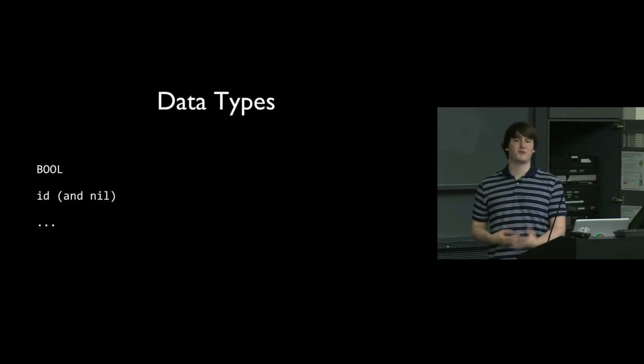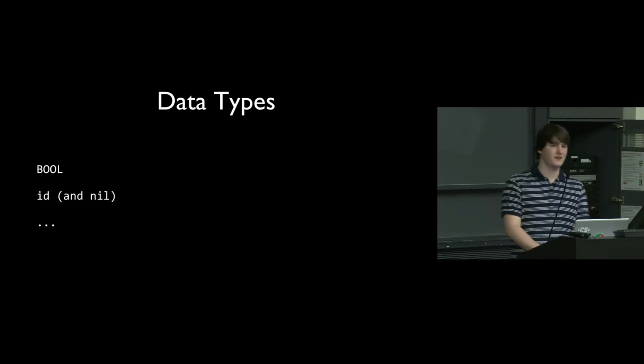id: if you're more familiar with C and you know what void star is, id is sort of like that, but for objects. id just represents a generic object. You don't know what the type of the object is, but you know that this thing is an object. And nil is sort of the counterpart of null. So nil represents a non-existent object, but it has some special properties. Questions?